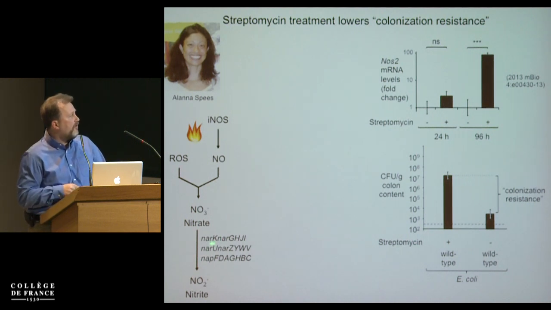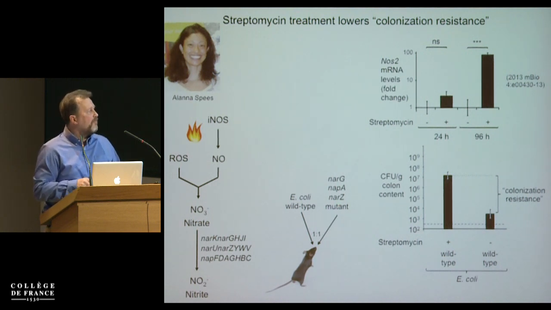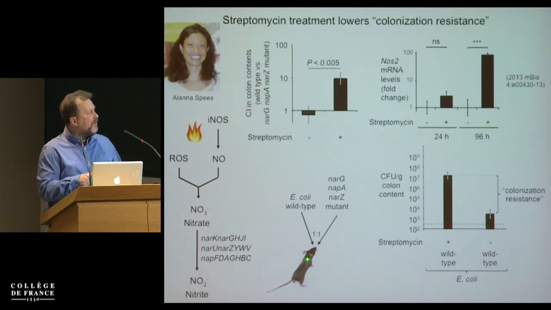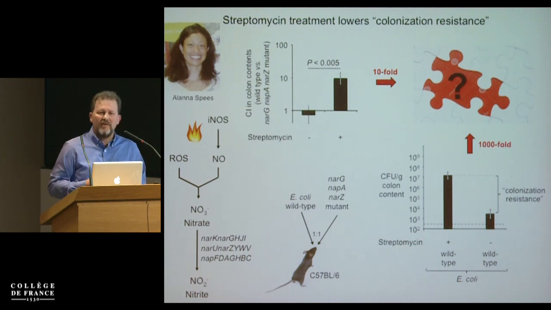E. coli and Salmonella have 3 nitrate reductases encoded by these genes. And so we compared the fitness of an E. coli wild type with a mutant that is not able to respire nitrate in a mouse model. When you infect a mouse with a 1-to-1 ratio of these strains, you recover a 1-to-1 ratio in the absence of streptomycin, suggesting there's no nitrate respiration going on. But if you treat with streptomycin, you see a benefit of nitrate respiration, a fitness advantage. But it was only about 10-fold. And what you saw with colonization resistance was a 1,000-fold effect.